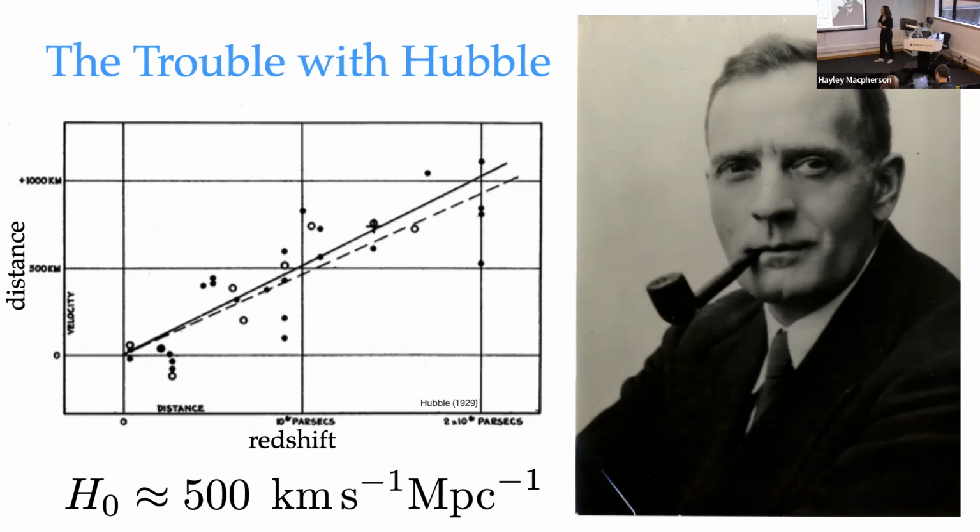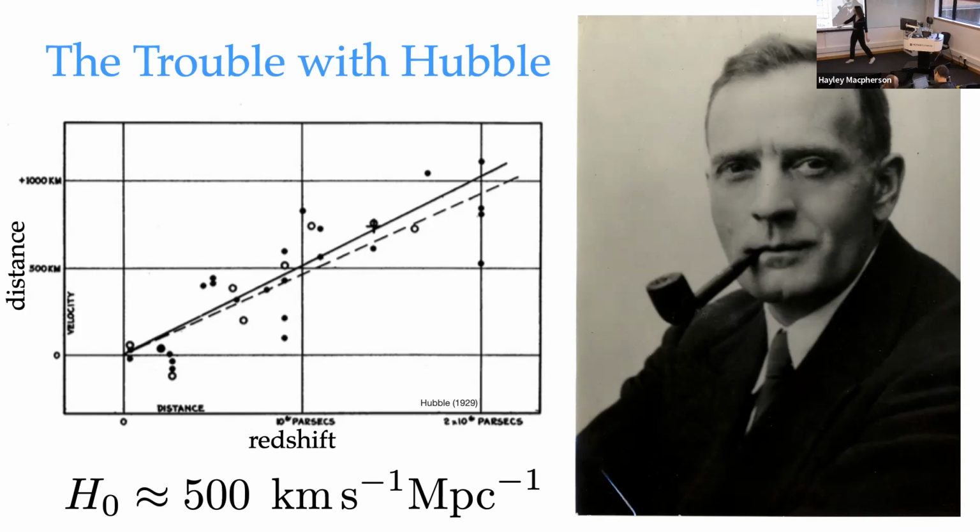Edwin Hubble was one of the first people to measure the expansion of the universe. This plot here is showing his plot from 1929, where we're looking at the distance versus redshift of a set of extragalactic nebulae, and the straight line going through them tells us that the further away we look, the faster things are moving, which tells us that the universe is expanding. And basically the slope of this line tells us just how fast the universe is expanding.